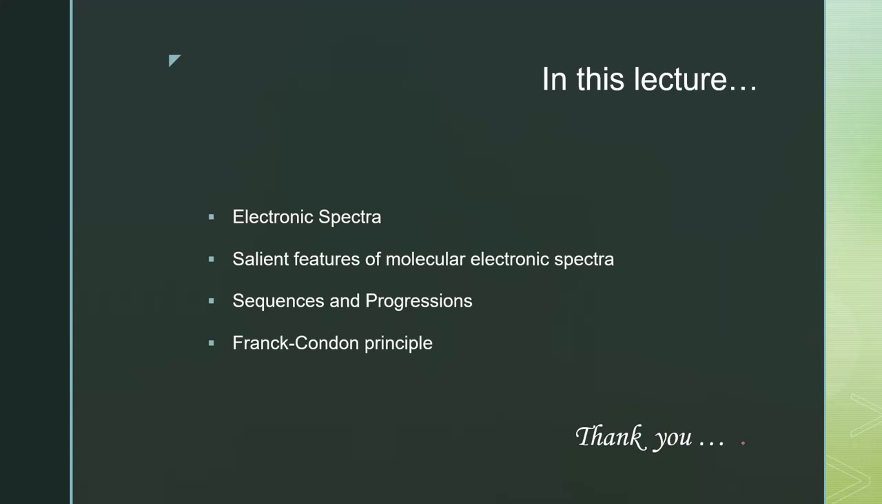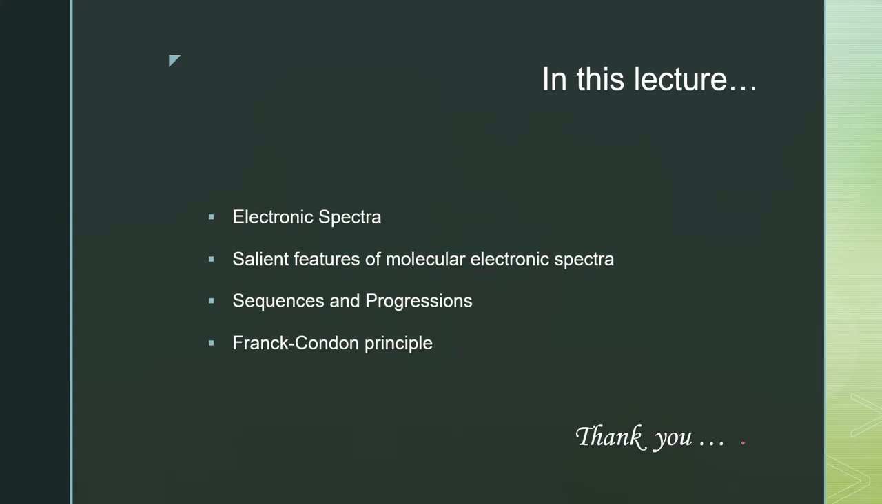So in this lecture we have learnt about electronic spectra. We have seen that the electronic spectra arise due to rearrangement of electronic charge or electrons between the electronic levels, and this is accompanied by changes in the vibrational energy levels as well as the rotational energy levels. We have seen that it falls in the visible region, and also all the molecules give us electronic spectra. Even the homonuclear molecule gives us electronic spectra. We have seen the salient features of the electronic spectra.